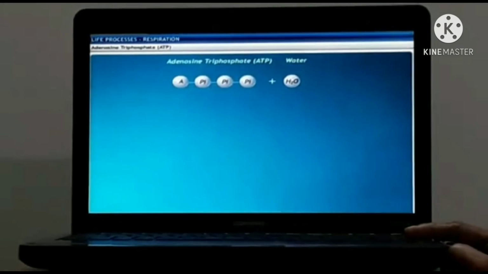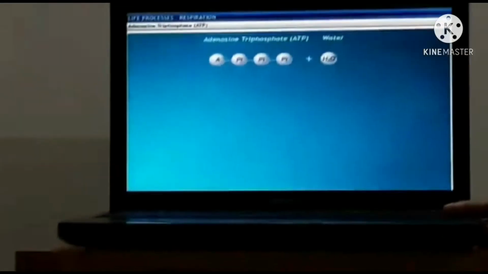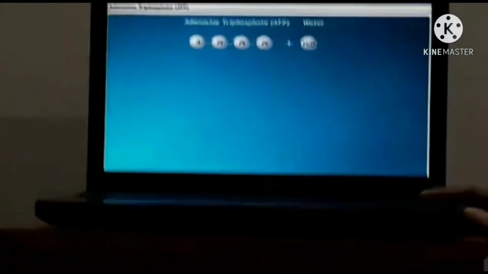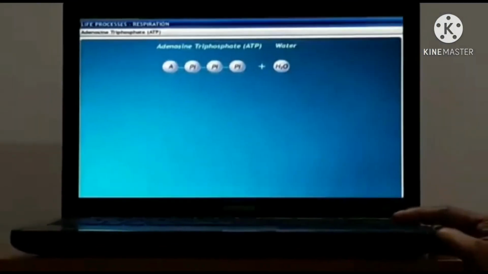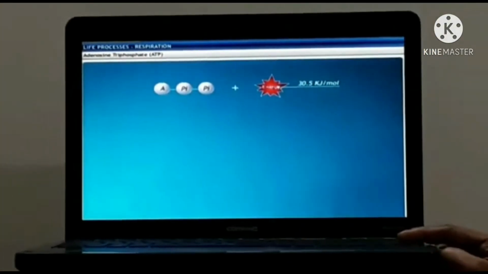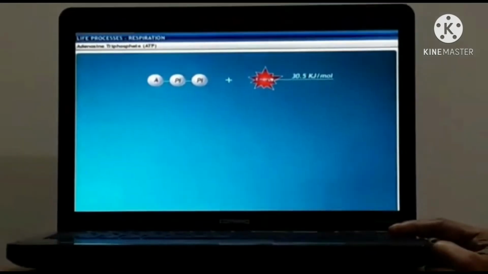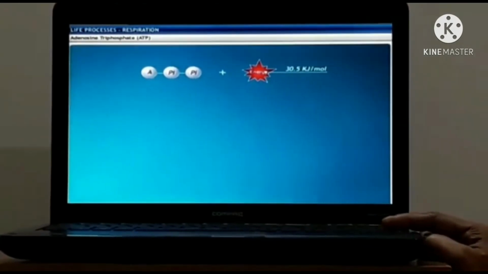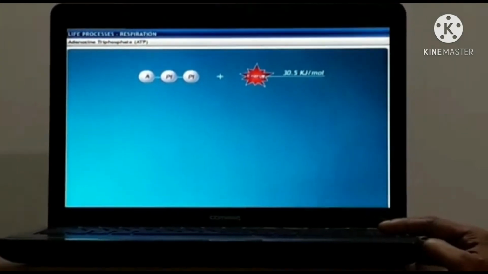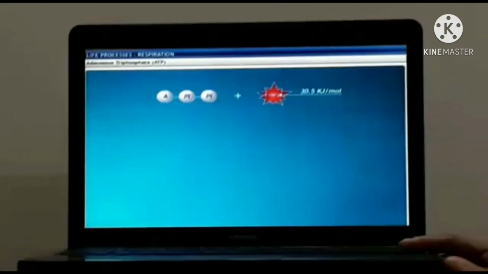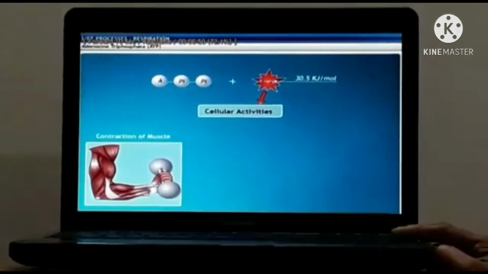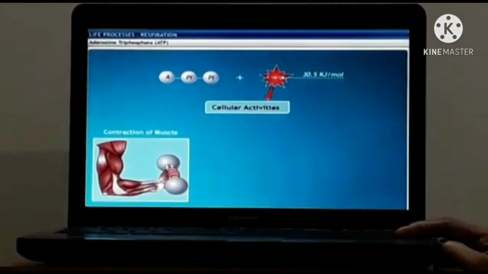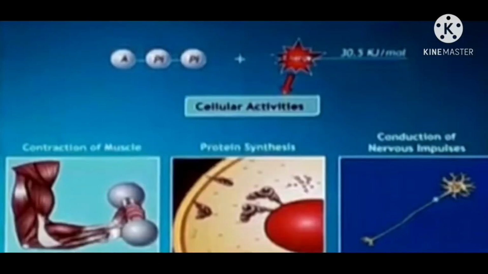Now listen, ATP, that is adenosine triphosphate. When the terminal phosphate molecule is broken down in presence of water, energy is released, and that energy is equivalent to 30.5 kilojoules per mole. And this energy is utilized for cellular activities like contraction of muscles, synthesis of proteins and conduction of nerve impulses.